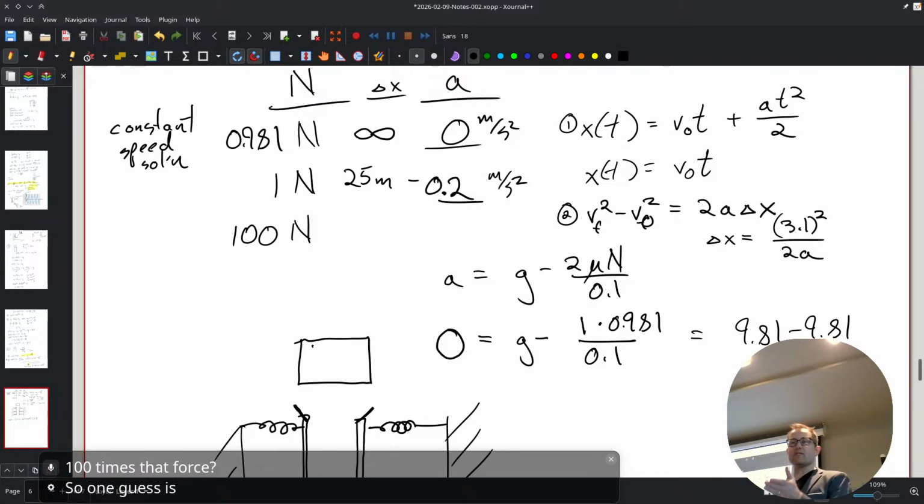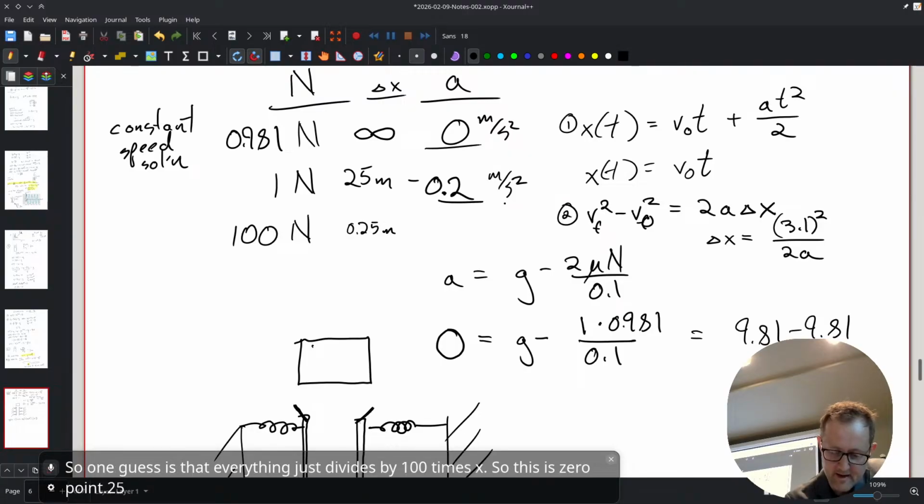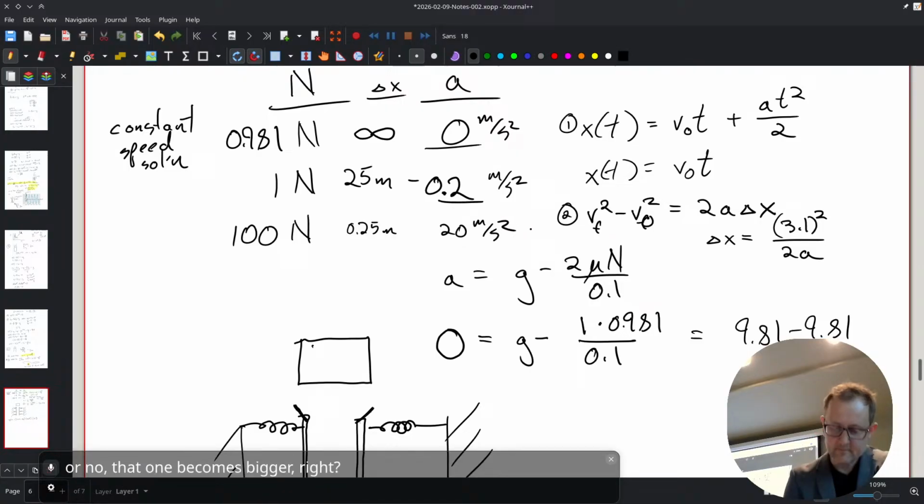So one guess is that everything just divides by 100, so this is 0.25. And then this becomes, or no, that one becomes bigger, right? Is this 20 meters per second squared? What do we think? Is that right?